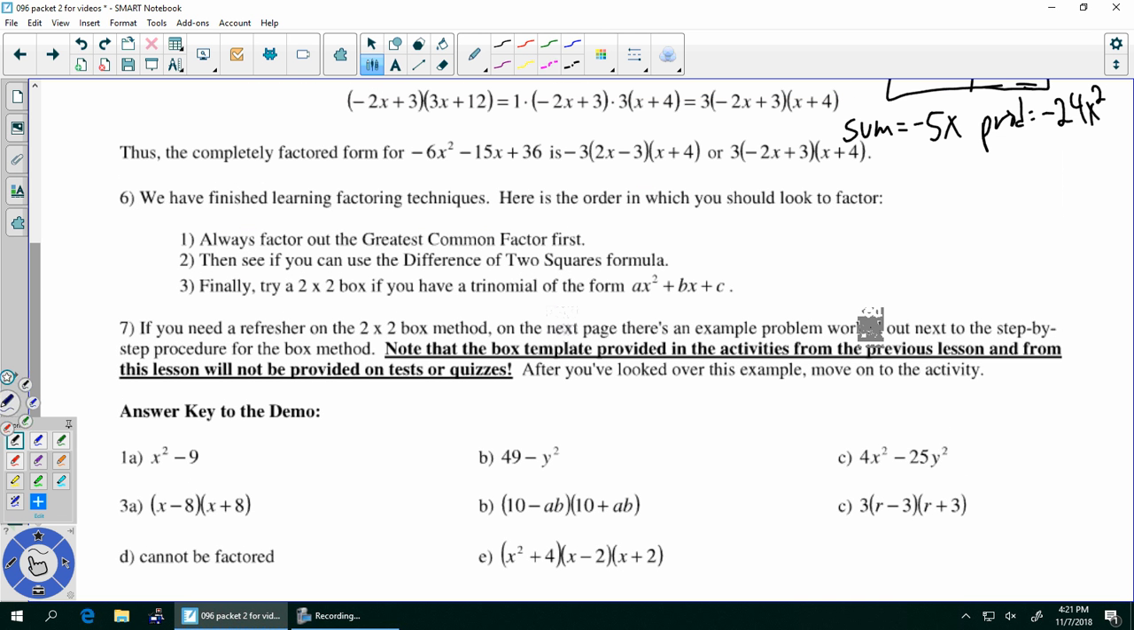So again, just keep in mind the order here in number 6 and number 7 says if you need a refresher on the 2x2 box method, it's on the next page with an example problem worked out next to the step-by-step procedure. Again, the box template will be provided in activities, but not on the tests or quizzes. So you should make sure that you maybe bring that on your reference sheet if you are able to bring a reference sheet into the test or quiz.